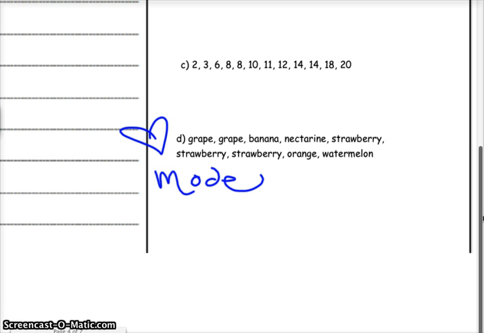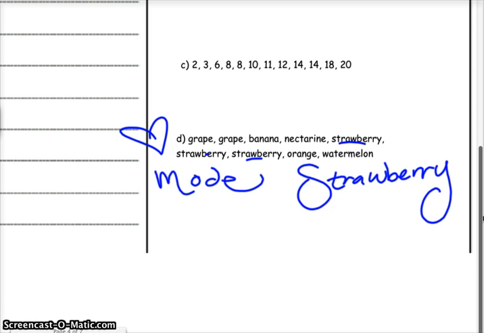So what occurs the most here? Strawberry. Strawberry with 3. So the mode would be strawberry. So the average person is going to choose strawberries.